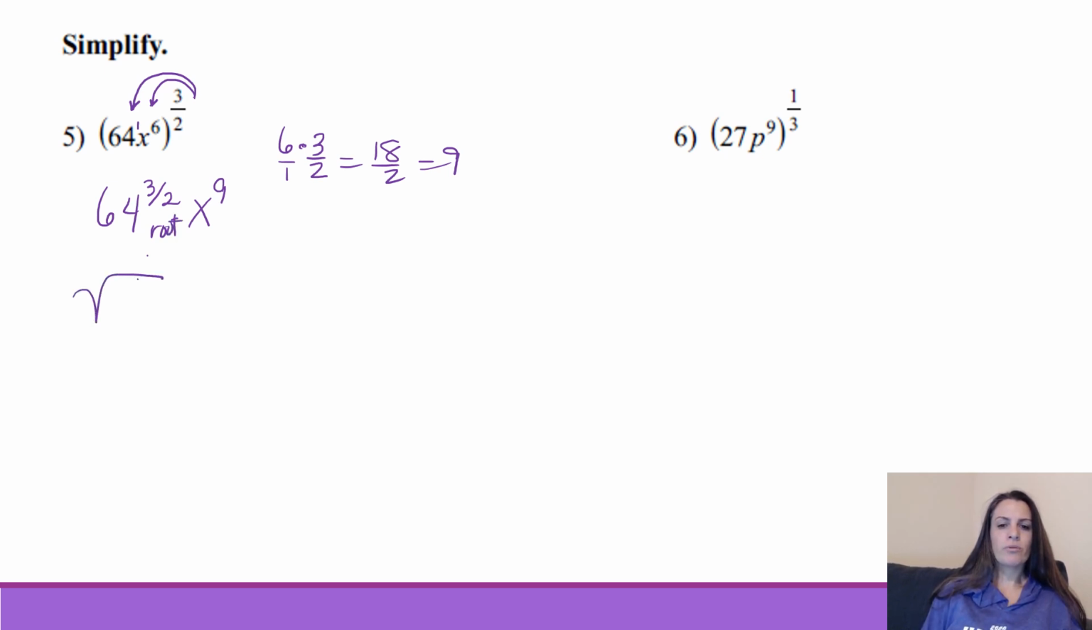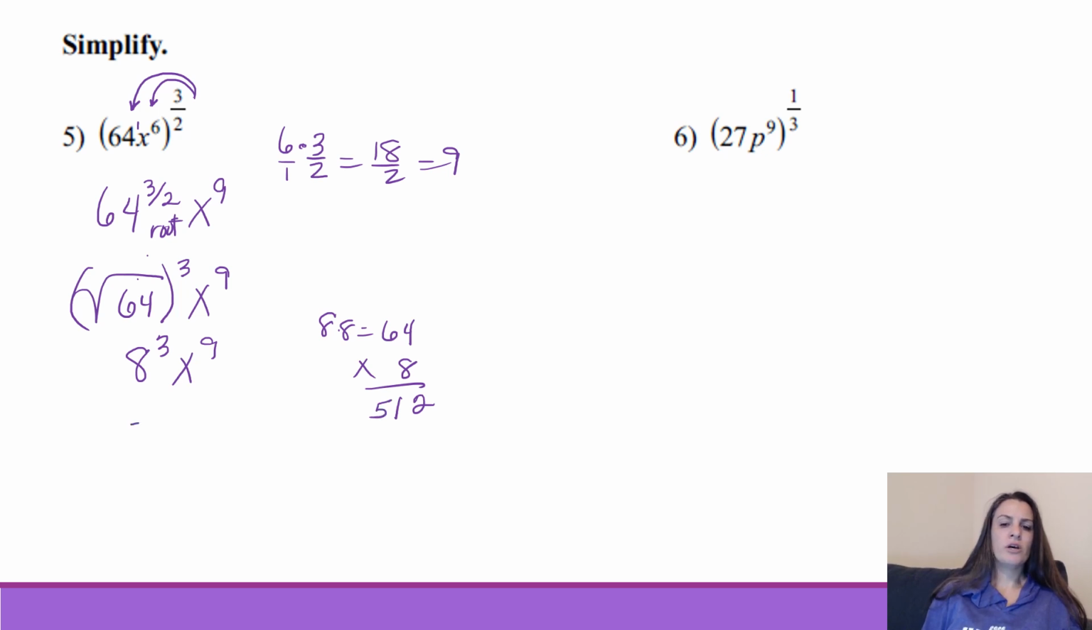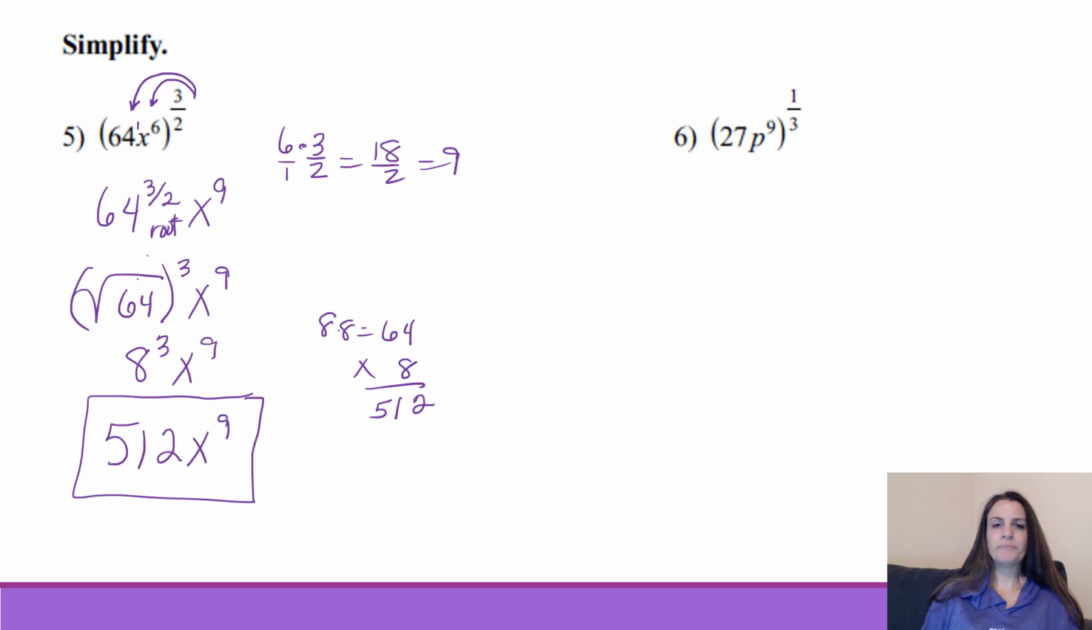All right, or the square root of 64, and we're going to take that solution and then cube it, times x to the 9th. So the square root of 64 is 8, so that'll be 8 cubed times x to the 9th, and 8 times 8 times 8, we know that 8 times 8, the first two, is 64, so 64 times another 8 will give you 512. So your final solution when you're simplifying is 512 times x to the 9th power. That's as small as that one gets.